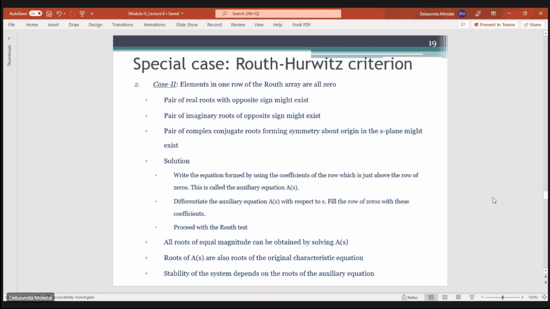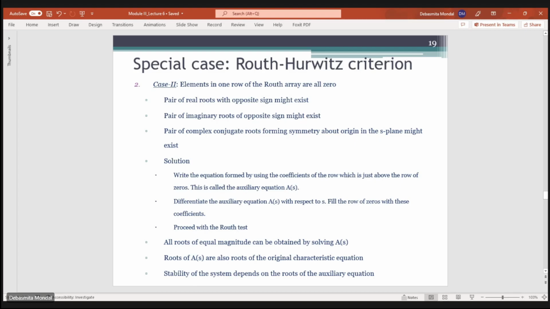Now the second case: there can be a case where all the elements in the Routh array row are equal to 0. In the previous case, only the first element of that row was equal to 0 and the other elements were not. But there might be cases where all the elements in a single row become equal to 0.